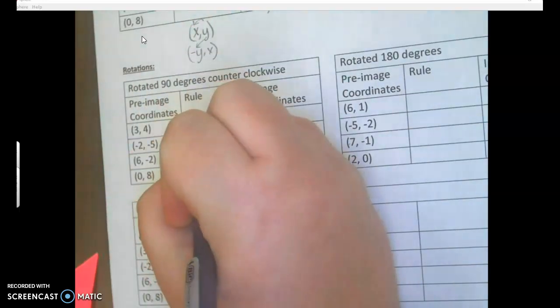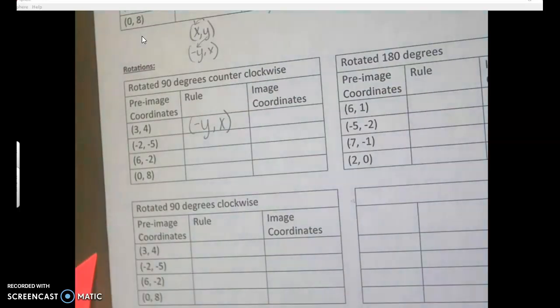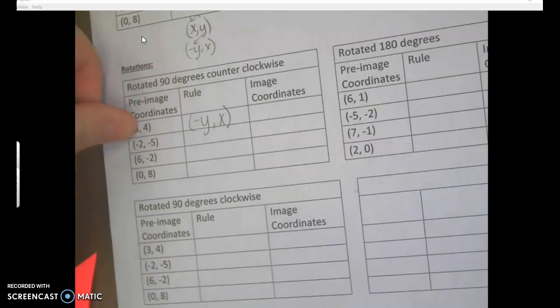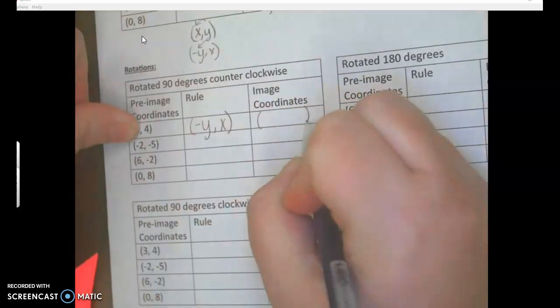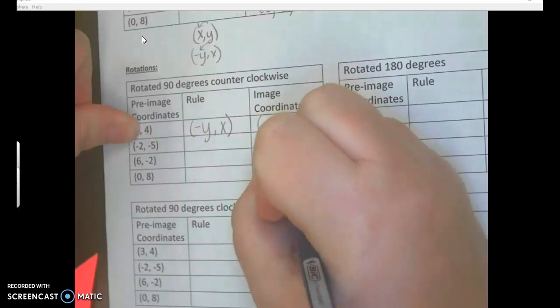So we have -yx. And this is where it gets a little challenging. So I'm going to be looking at my y first. I'm going to cover up my x. So y is going to go first. So that's a 4, but it's now going to be its opposite, so -4.